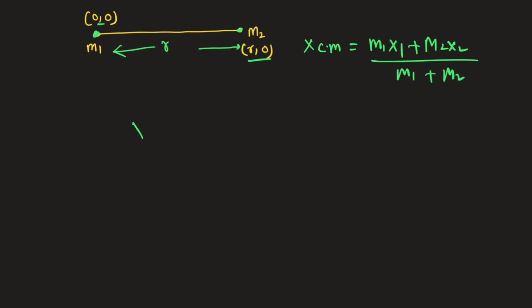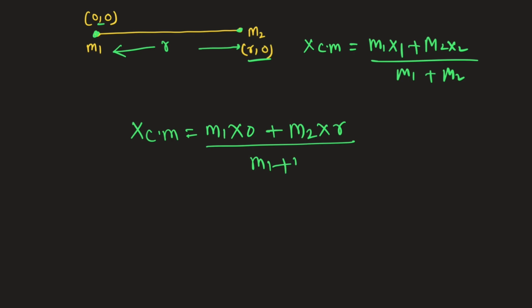Now I need to calculate x_cm. So m1 is m1, but x1 is 0. You can see that is 0. And m2 is m2 only, and x2 is r, divided by m1 plus m2.